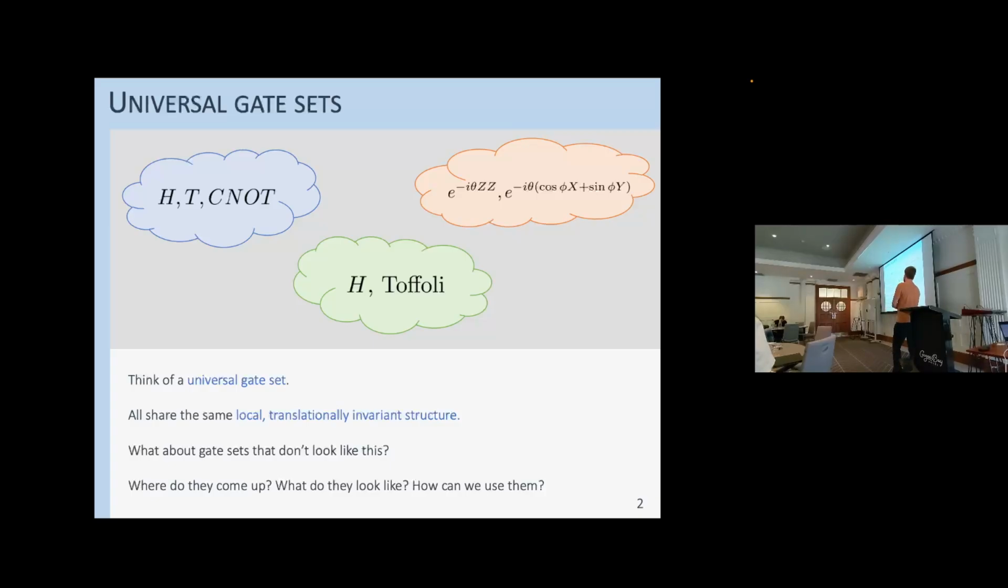But what I want to ask today is what about gate sets that don't look like this, that don't have this kind of local translation-invariant structure? And it doesn't have to be translation invariant, but yeah. Where do they come up? What do they look like? And how can we use them?